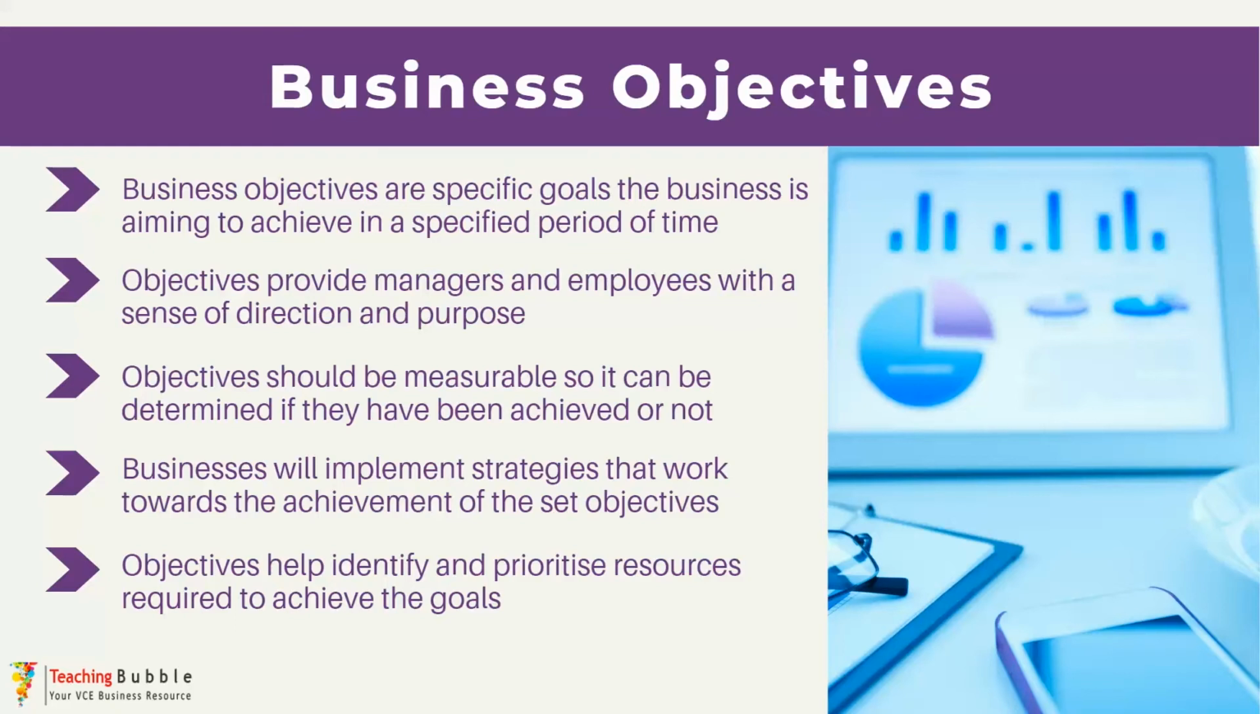Because the business will implement strategies to work towards the achievement of those objectives. And so having objectives that are measurable will enable them to determine whether the strategy that they've implemented has been a success or not. Now, objectives help identify and prioritize resources, so time, humans, so the labor, materials, money, those kinds of things that are required to achieve a specific goal.